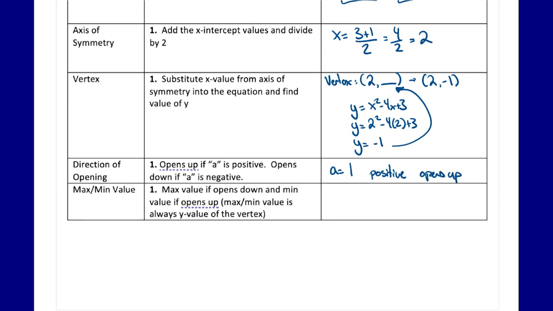Max or min value. It is going to be the y value of our vertex, so the value is going to be negative 1. And keep in mind, if it opens up, it's positive; opens down if it's negative. If it opens down, it's a maximum value. If it opens up, it's a minimum value. So because ours opens up, it is a minimum value of negative 1. And again, the minimum value is the y value of the vertex.